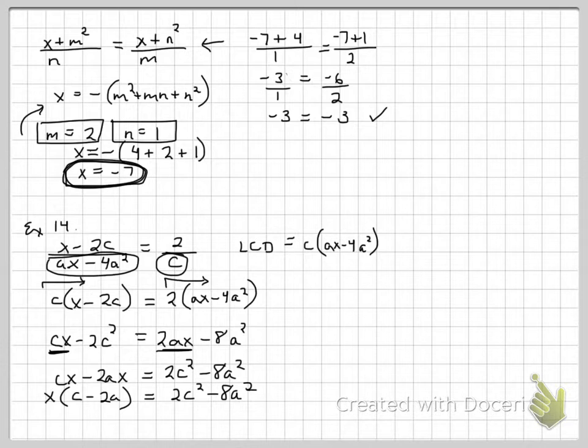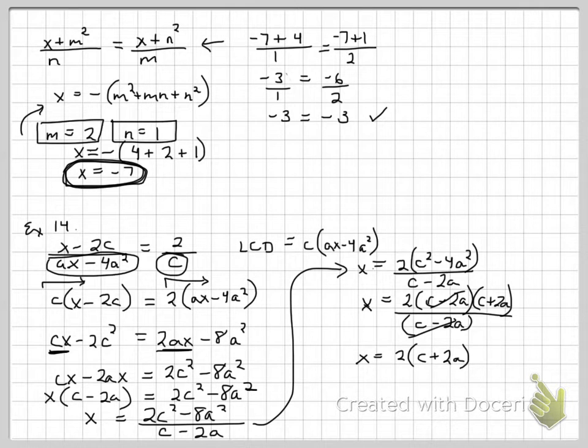So I would just focus on isolating it right now, and I'll do that by now dividing. Oops. 2c squared minus 8a squared all over c minus 2a. Now, at this point, all I need to do is simplify the right side of the equation.